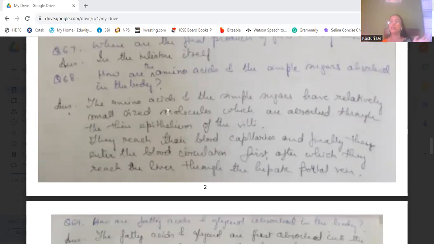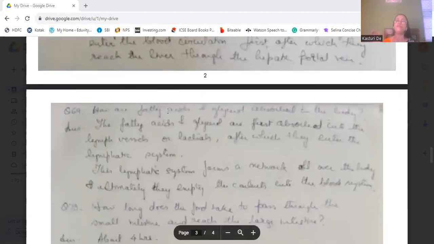From there, they will spread throughout the body. Okay. Now, how are fatty acids and glycerol absorbed in the body? The fatty acids and glycerol are first absorbed into the lymph vessels or lacteal, which are present in the villi. From there, they enter into the lymphatic system of the body. And after that, finally, they will enter the blood.